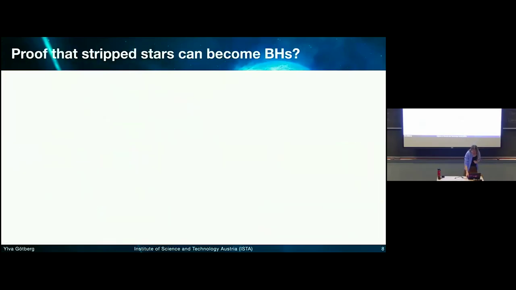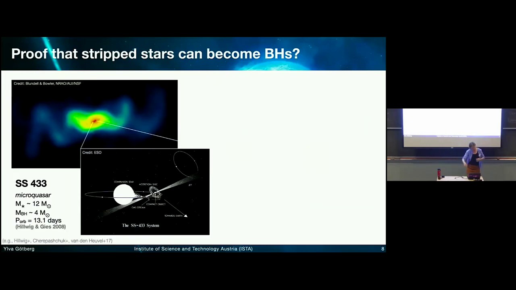There is potentially some indirect proof that I thought I could mention. This is a system called SS433. It's called a microquasar, but really it's just a mass transferring binary, where you have a black hole of 4 solar masses. If you want to say that's not a black hole, I'm fine with that, but I thought it's a black hole. And a 12 solar mass donor star. The orbit is short, it's 13 days.